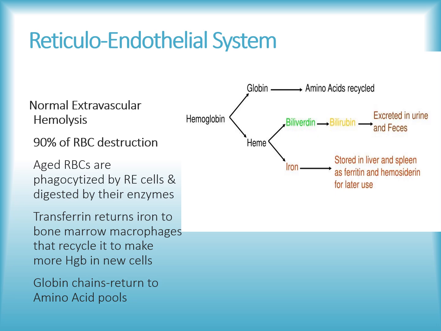Those are broken down. Of course, the iron is stored in the liver and the spleen as ferritin, and then the hemosiderin within those bone marrow macrophages. And then we do have a byproduct of biliverdin, which is then converted to bilirubin and excreted in the urine and the feces. So that's really the only thing that we waste, is that bilirubin. Everything else is recycled and reused for new cell production.